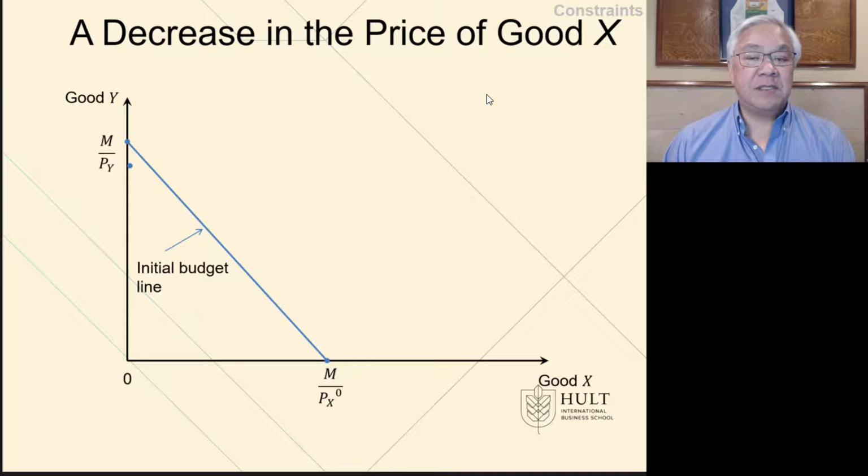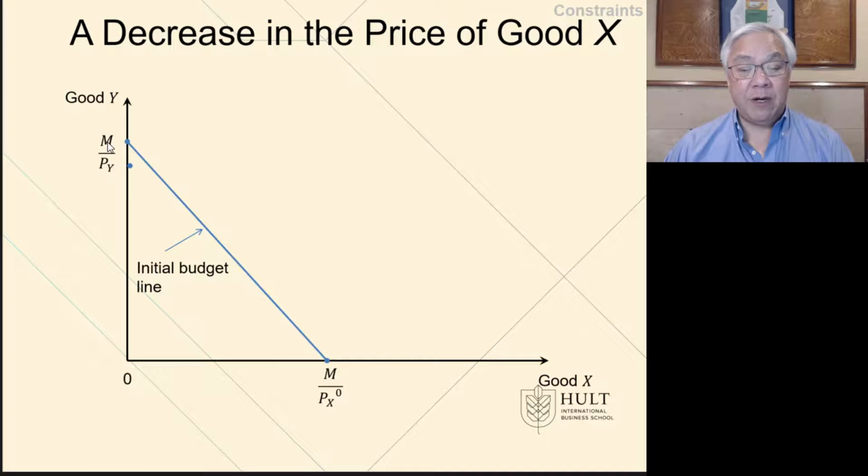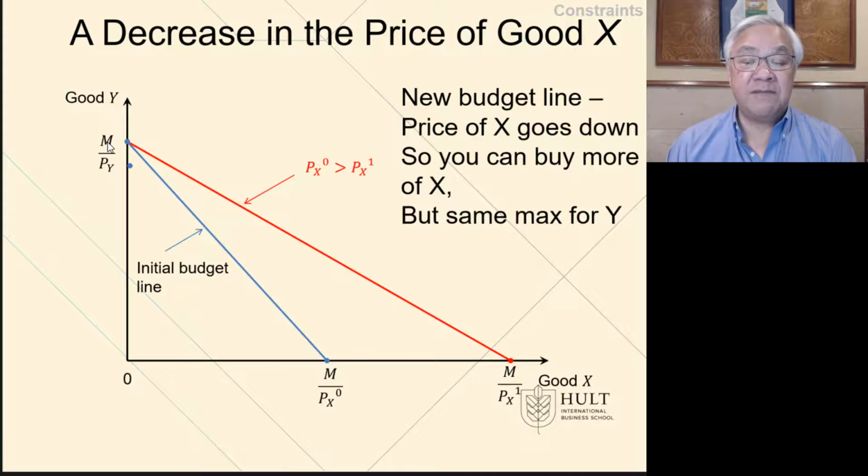Now let's look at what happens with price changes. So this is an initial state where we have a budget line based on a certain price of Y and a certain price of X, and that gives us our line. Now what happens if we have a new price for the item X? So if the price goes down, the curve shifts away from 0. Why? Because you could buy more.